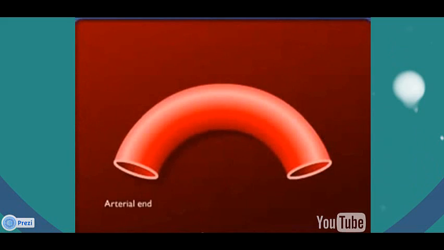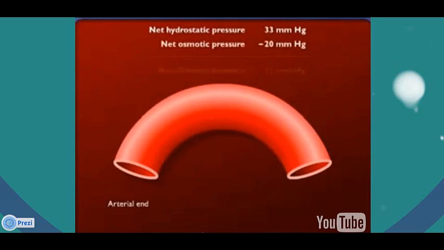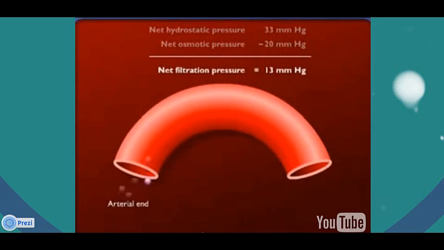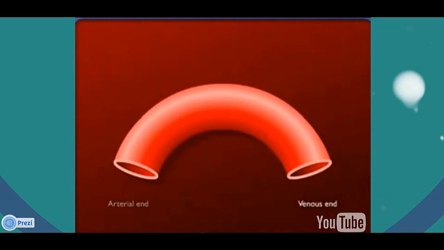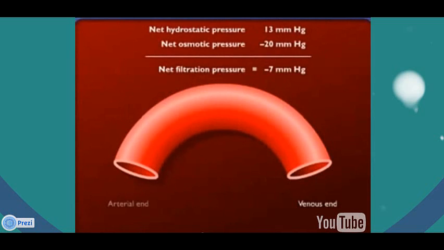At the arterial end of the capillary, the net filtration pressure is equal to the net hydrostatic pressure minus the net osmotic pressure. The net filtration pressure is 13 millimeters of mercury. This causes fluid to move from the capillary into the interstitial fluid. At the venous end of the capillary, the net filtration pressure is equal to the net hydrostatic pressure minus the net osmotic pressure. The net filtration pressure is minus 7 millimeters of mercury. This causes fluid to move from the interstitial fluid into the capillary.